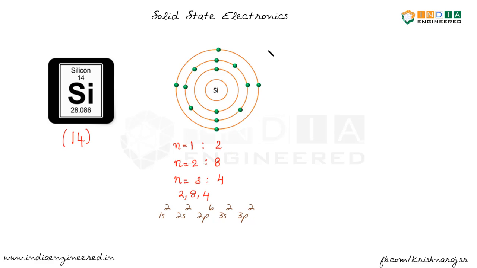All you need to know is that in the n equal to 1 shell we have subshell S, and n equal to 2 we have S and P. For n equal to 3 we have S, P and D. S can hold a maximum of 2 electrons and P can hold a maximum of 6 electrons.